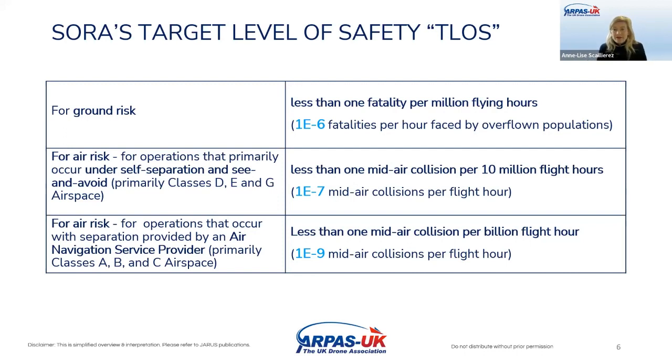For air risk, there are 2 metrics. One is air risk when operating in airspace where there are no ANSPs, and then the maximum number of mid-air collisions is less than 1 per 10 million flying hours. And when operating in an airspace volume where separation is provided by an ANSP, the maximum number of mid-air collisions is 1 per billion flying hours.